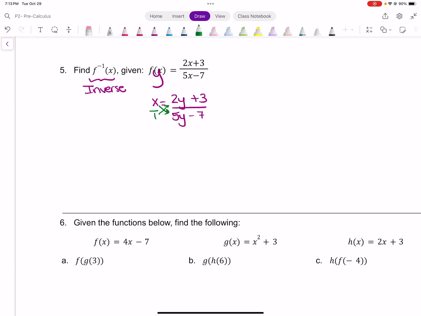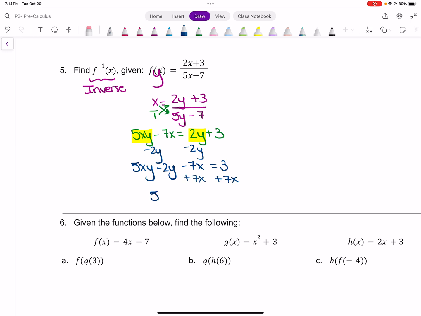So x times 5y minus 7 is 5xy minus 7x. 2y plus 3 times 1 is just 2y plus 3. Anything with a y is going to go to the same side, so subtract the 2y over. And then anything without a y is going to go to the opposite side, so I'm going to add the 7x over. So we have 5xy minus 2y equals 7x plus 3.